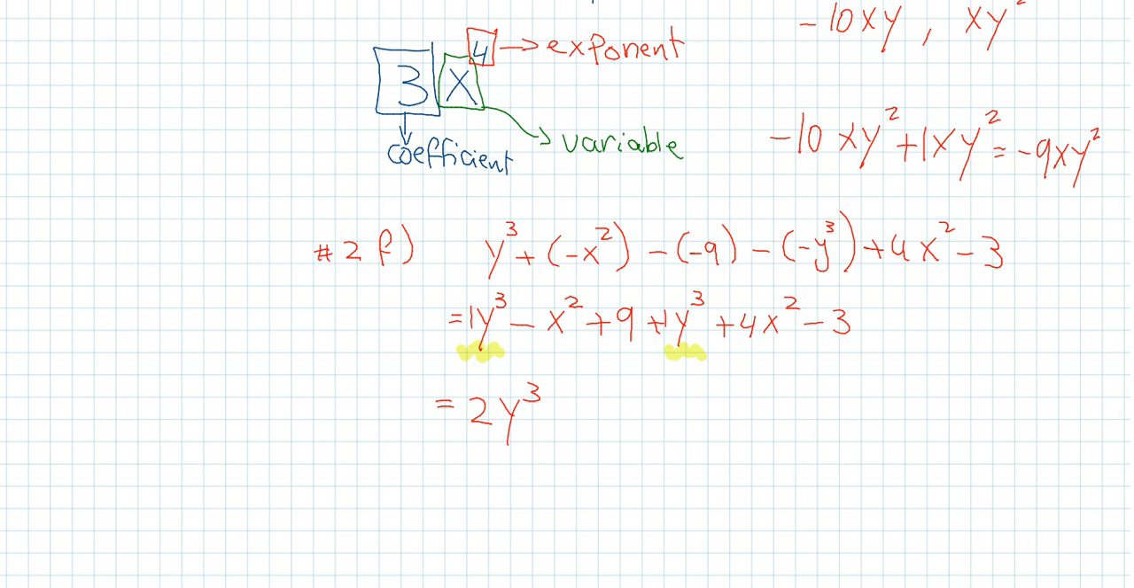So you have minus x squared plus 4x squared. What does that give me? Plus 3x squared. Right? You have minus 1, you're adding 4, so that gives you plus 3. And then the 9, take away 3. That gives you plus 6.